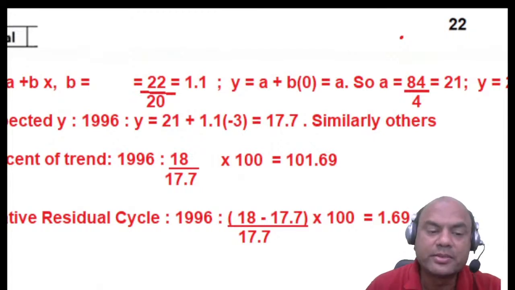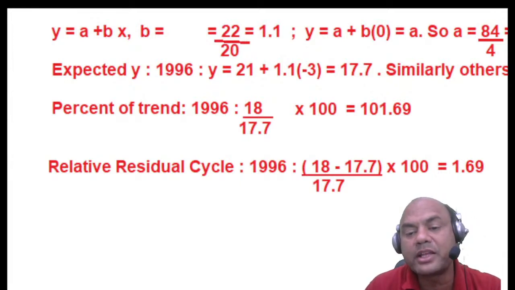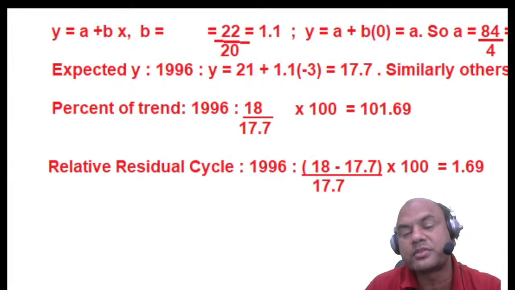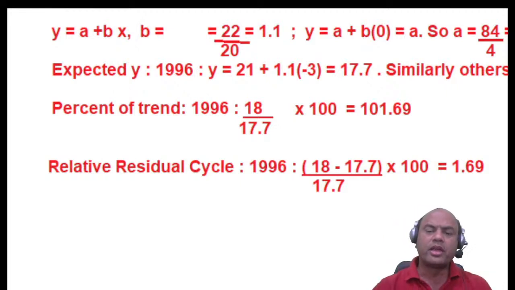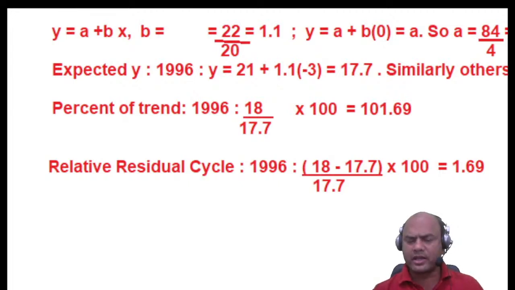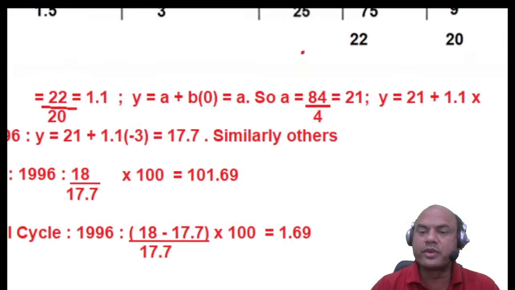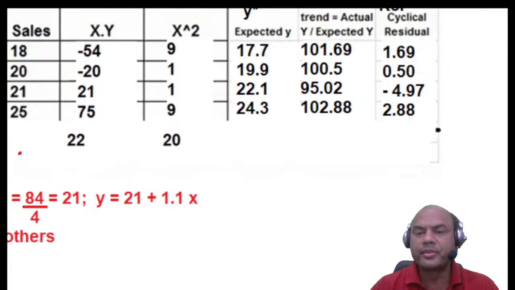Okay. Similarly, now you look at the residual method also. What was that? Actual y minus y star, right? Remember this? Actual y minus y star upon y star. So 18 minus 17.7 upon 17.7 into 100. Everywhere you have to do it. Why? Because it is a percentage. So you get this as 1.69. Now you see these figures over here. I have written it over here. See this 101.69 and 1.69.